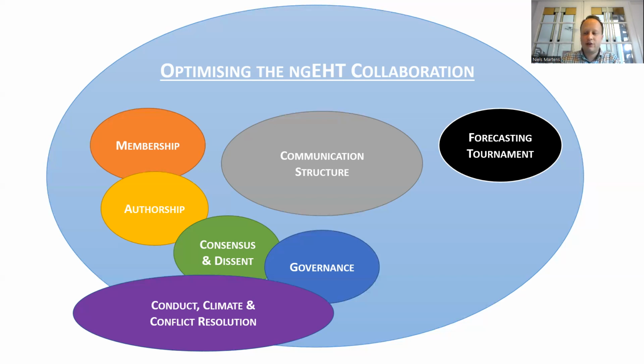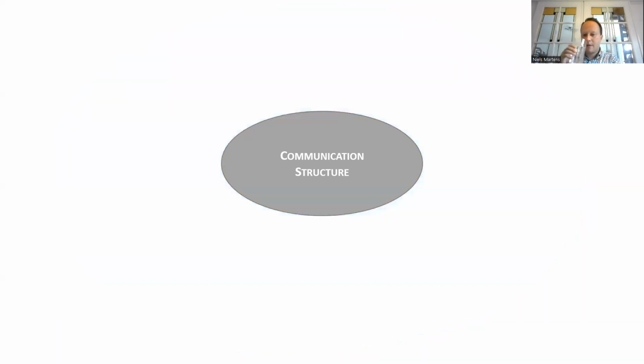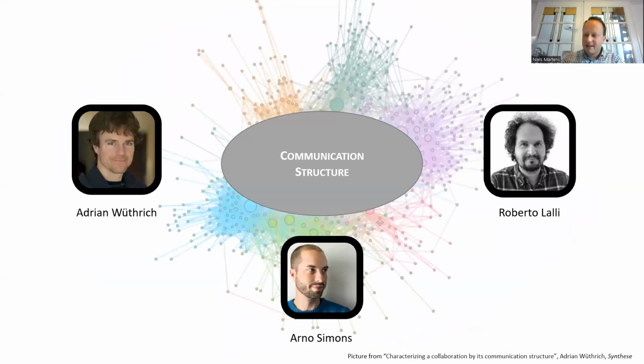So, starting with communication structure. This feeds into all the other topics. We need to understand how communication works within a collaboration like the ngEHT. In this case, we're using digital tools from the digital humanities. But one challenge here is that the communication within the ngEHT is much less centralized and systematic than, for instance, Atlas. So that's something we're running up against.